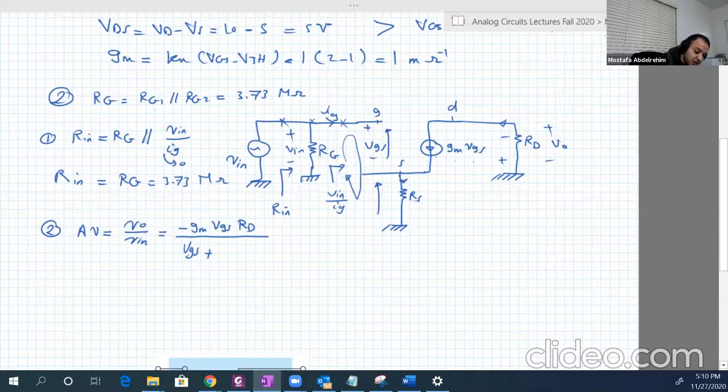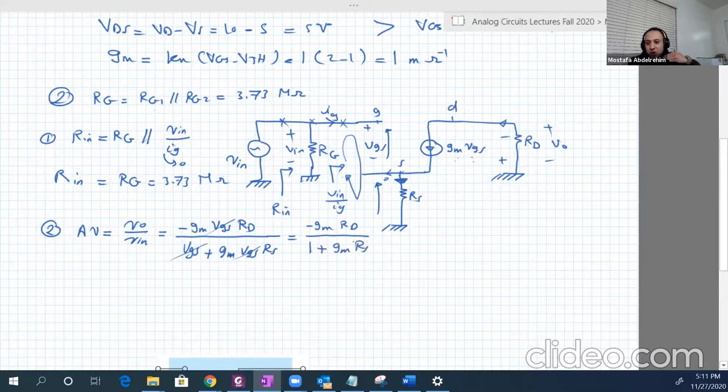which is this current multiplied by the resistance. What is this current? It is just GM VGS, because this current comes here and there is an open in that branch, and so it will continue as a whole to that branch RS. So this is GM VGS RS. VGS with VGS will go away. So this will give us minus GM RD over 1 plus GM RS.